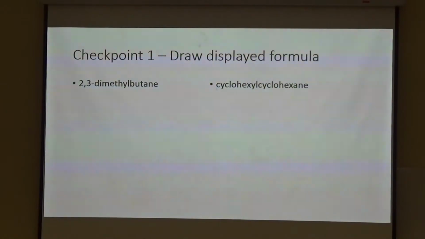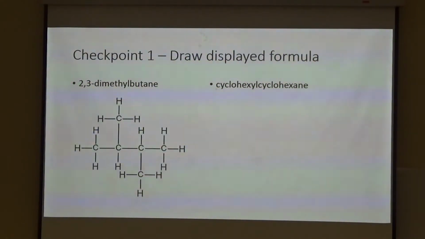Are you done with your drawings? Okay, let's look at the first one. It is 2,3-dimethylbutane. So my parent chain is the butane, and at the second carbon and the third carbon, I have a methyl group. That's why we call it 2,3-dimethylbutane. So you need to show everything. You need to show all the bonds. So please check.